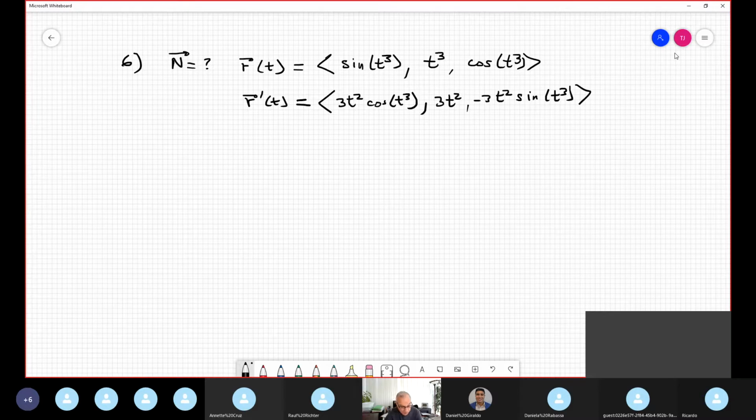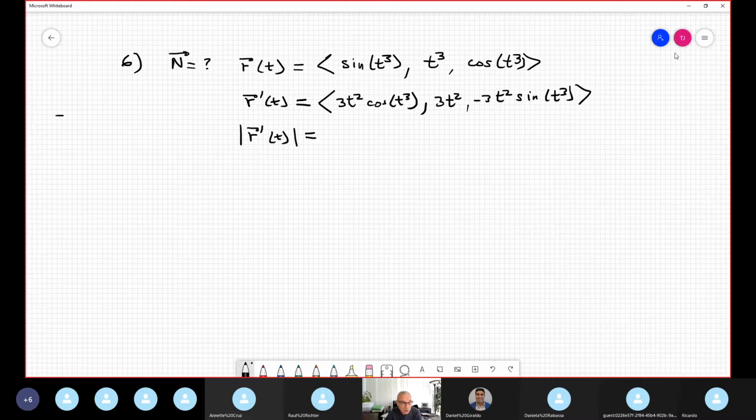Okay, now I propose you, why not compute the magnitude of this vector. Now, what is the reason? Because remember the formula: the tangent unit vector is equal to the first derivative of the position vector divided by the magnitude of the derivative. Remember the interpretation of this one is velocity. The interpretation of this one is speed.